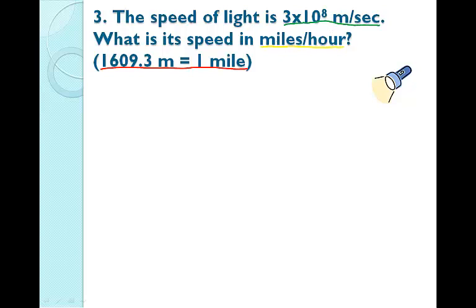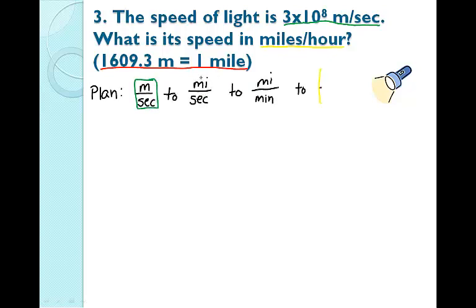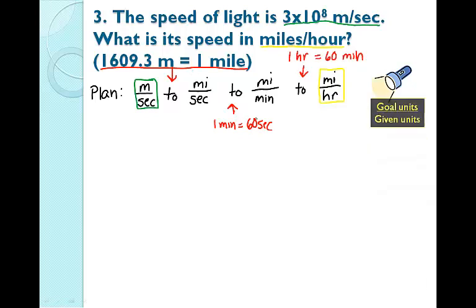So here's our plan. We can't do this in one step, but we can go from meters to miles per second using this red underlined conversion factor. Then from that, we can convert from seconds to minutes, and then from minutes to hours, because we know that 60 seconds is a minute, and that 1 hour is 60 minutes. So this is going to be a 3-step process.